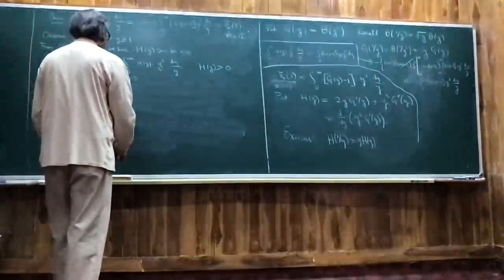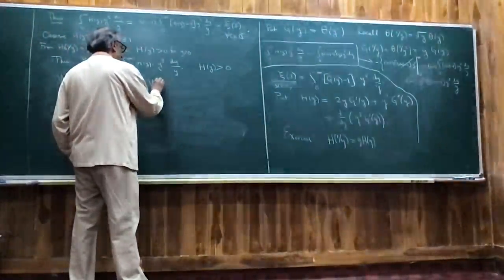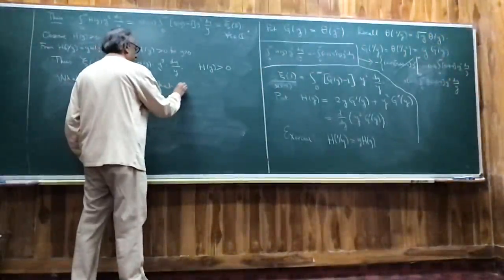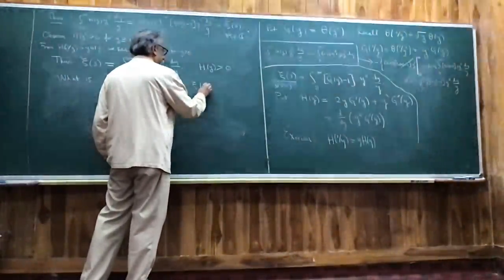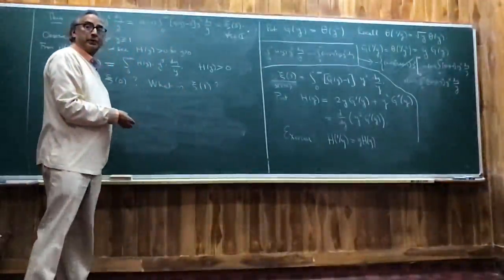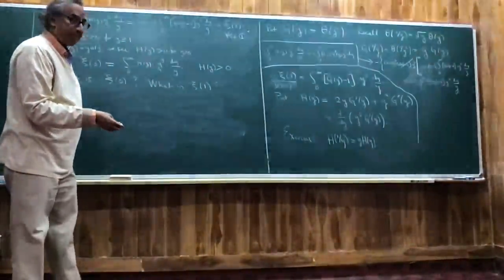So what is C of 0 is going to be one question. What is C of 1? Well, C of 0 is equal to C of 1 by the functional equation.